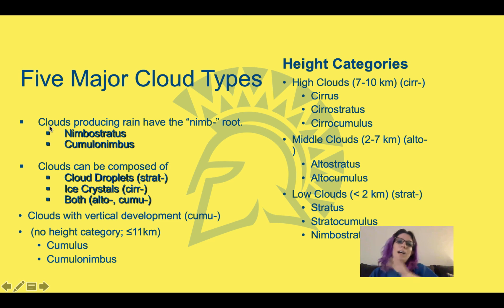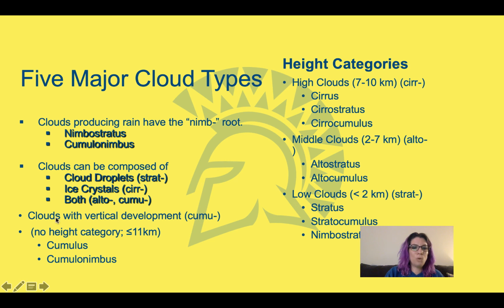There are a couple other things that we can classify as well. One of them is clouds producing rain. Those are going to have the word nimb in it. So nimbostratus. A nimbostratus is a cloud that is low to the ground and produces rain. Another one is cumulonimbus. Nimbus is always in this, and that means that rain will be involved with that cloud.